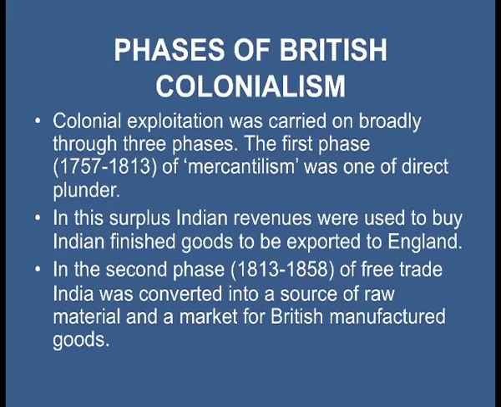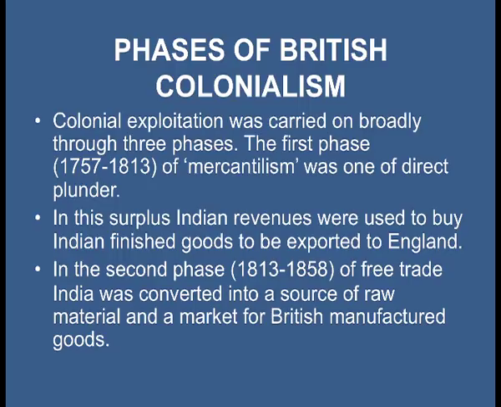Economic impact of British rule on India. Britain's relationship with her Indian colony was one of political subordination, but economic exploitation formed the core of this relationship. This process of colonization was geared clearly to benefit the mother country, even at the cost of the colony that was India. Colonial exploitation was carried on broadly through three phases.